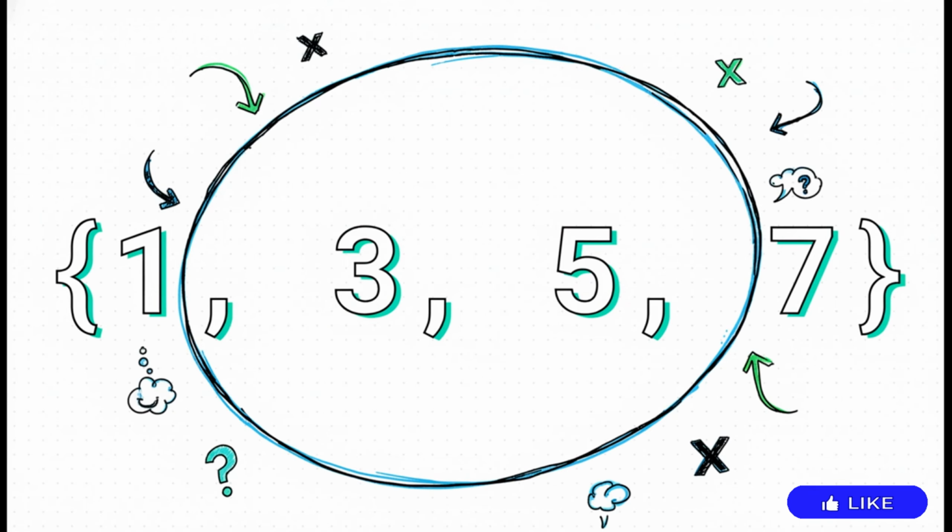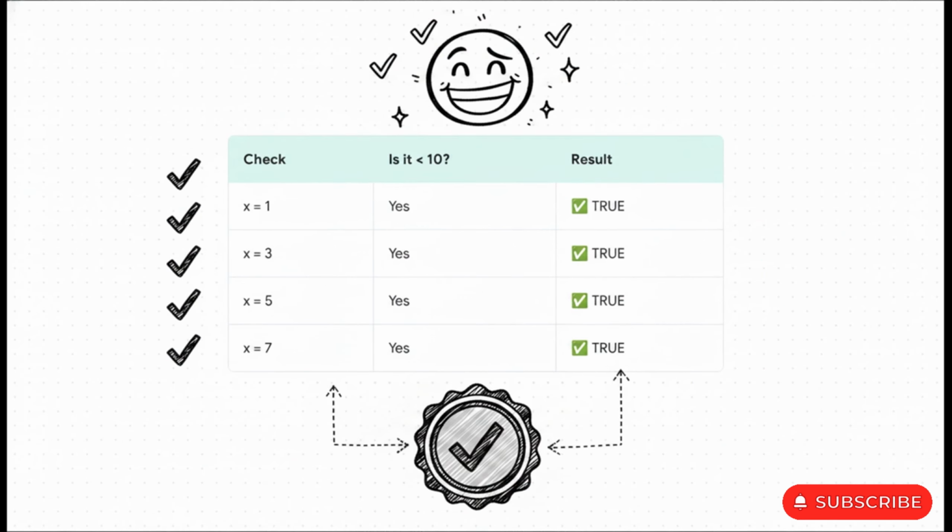Okay, let's set up a simple domain for our test. The universe for our variable x is going to contain just 4 numbers: 1, 3, 5, and 7. So let's run the check. Is 1 less than 10? Yep. Is 3 less than 10? Check. 5? You bet. 7? Absolutely. Since every single value in our domain made the statement true, our little perfectionist is satisfied. The final verdict for the whole thing is true.